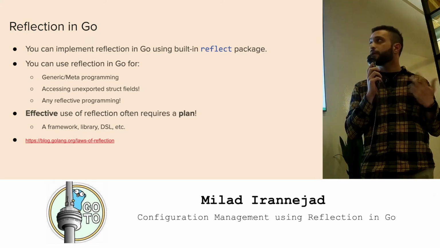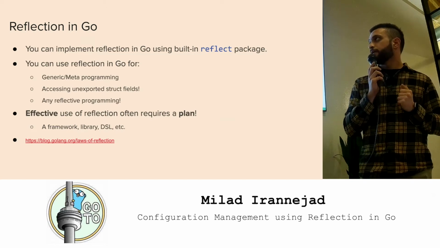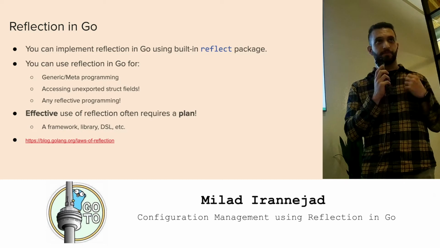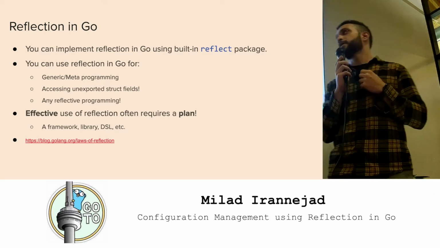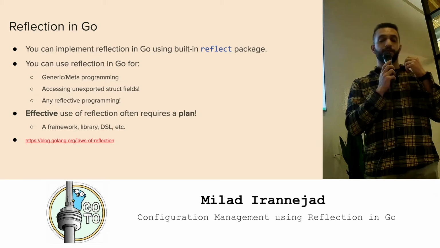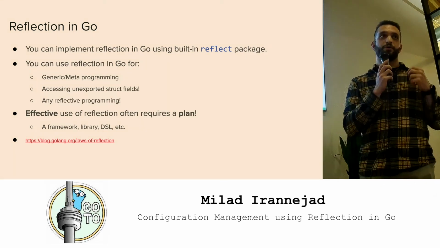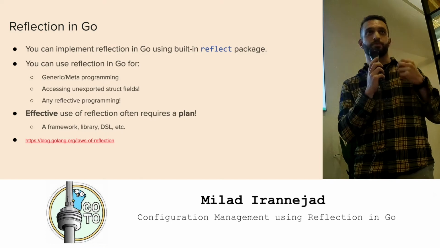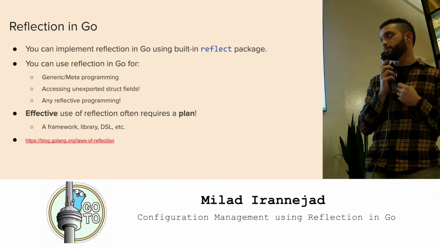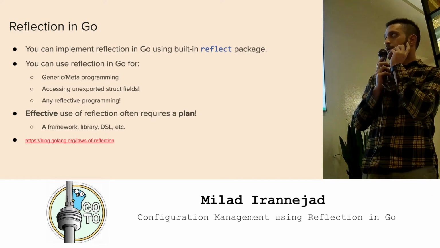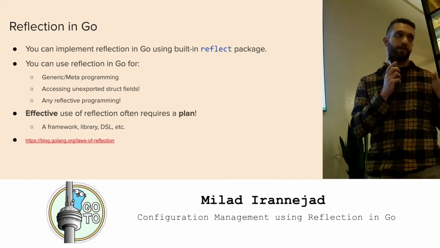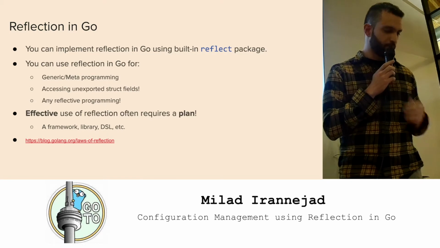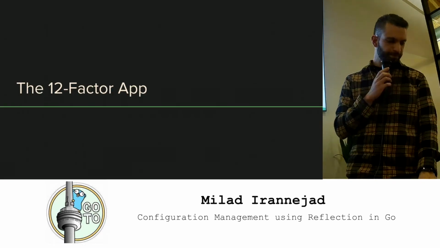And that goes for basically any reflective programming. Effective use of reflection requires a plan, and by a plan, I mean that you need to limit it. You need to build basically a framework or library, or create a new DSL, a domain-specific language, to use reflection effectively. Rob Pike has written a blog post on the laws of reflection in Go, so you can refer to that and learn more about reflection in Go.